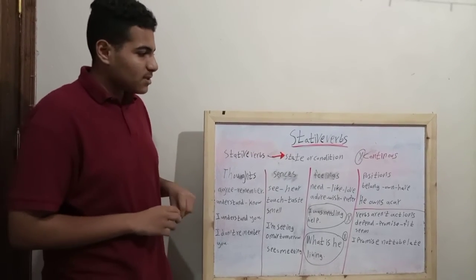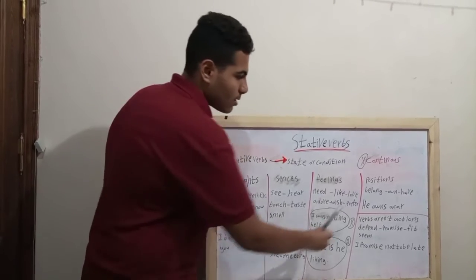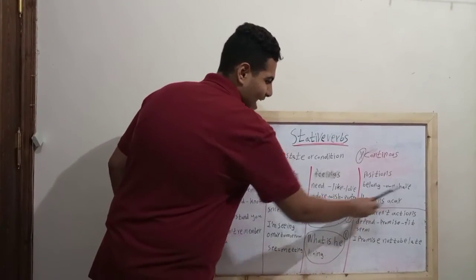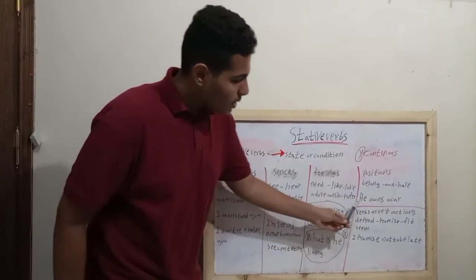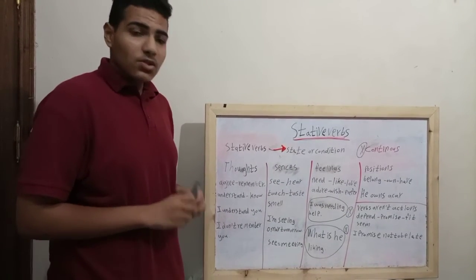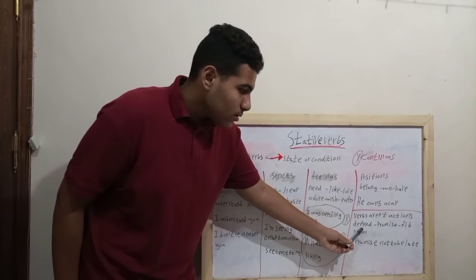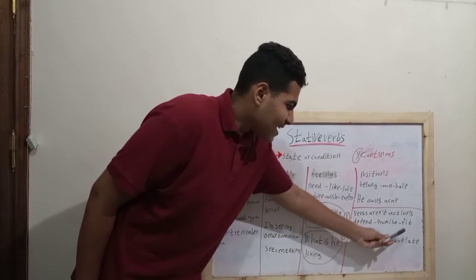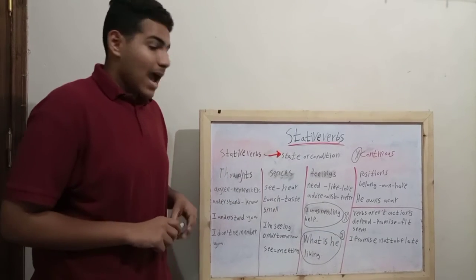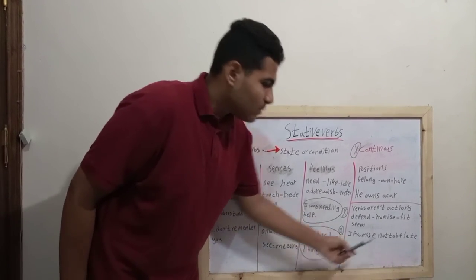And also, stative verbs describe positions. For example, the verbs belong, own, and have. An example, he owns a car. And also, stative verbs describe verbs that aren't action. For example, depend, promise, fed, see. And an example of a sentence: I promise not to be late.